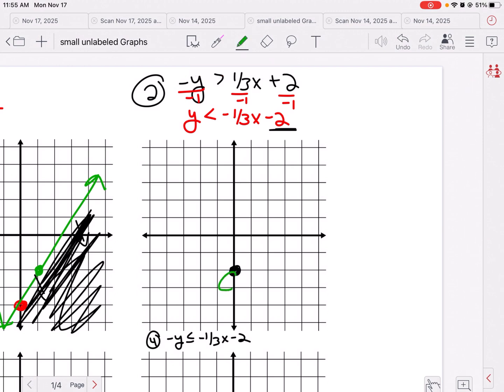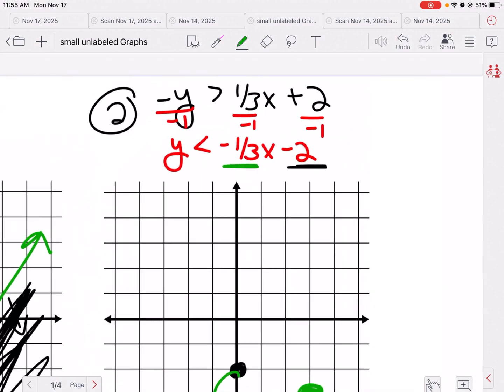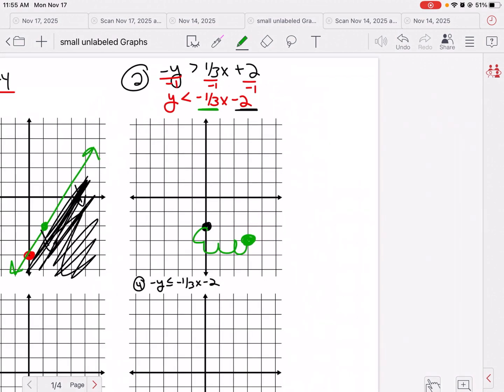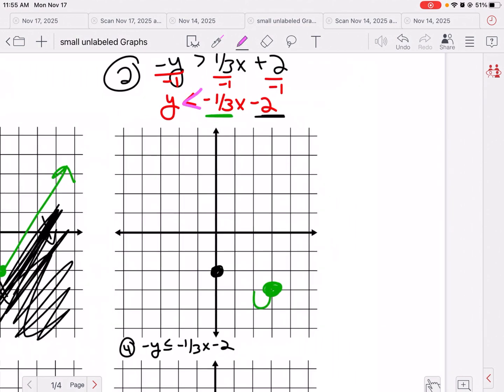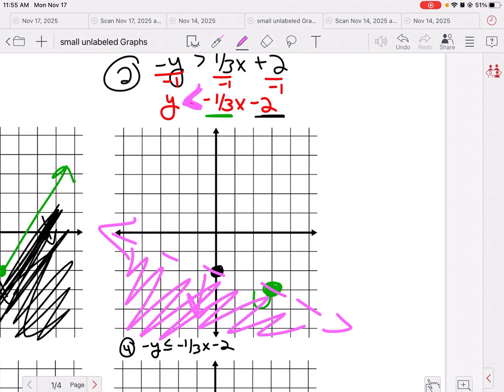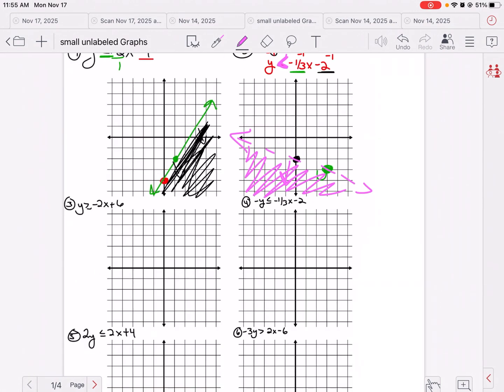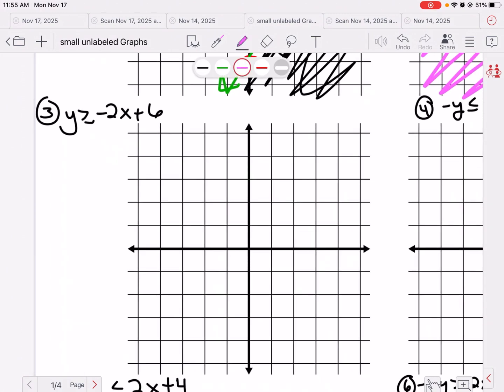And then we're going to go down 1 over 3 for our slope, and that's going to be our second point. Now, since this does not have an equal to, it's just a less than, not a less than or equal to, this is going to be a dotted line between these 2 points. So since this is just a less than, this is a dotted line. And since its y is less than, I'm going to shade below the line, so I'm going to shade here. The shading just shows every possible solution that we could have.